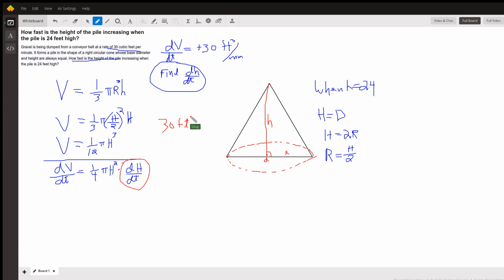And a lot of times we don't carry the units around, but it's instructive to see how this dH/dt turns into feet per minute. 1/4 pi h squared would be 24 squared, and dH/dt. To solve for dH/dt, I have to multiply both sides of the equation by the reciprocal of this numerical coefficient. So I'll start by multiplying both sides by 4.